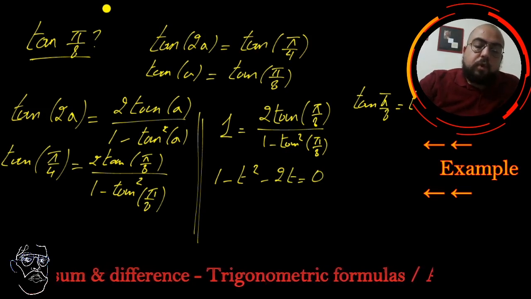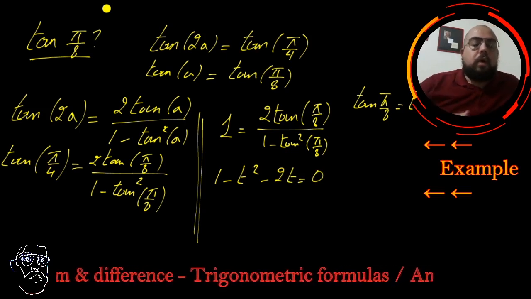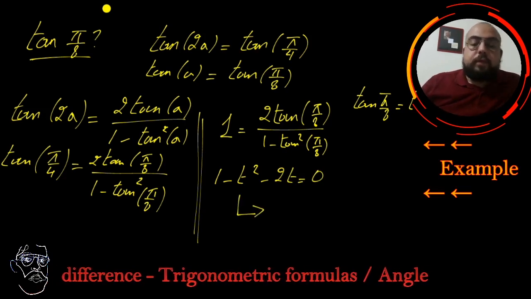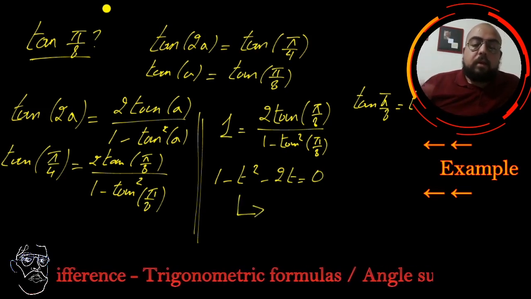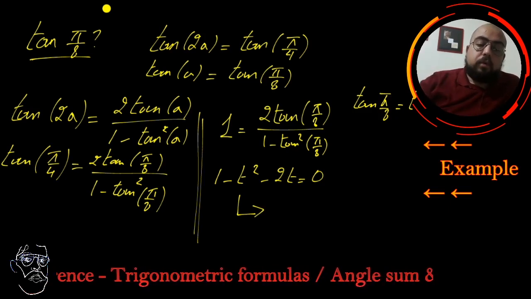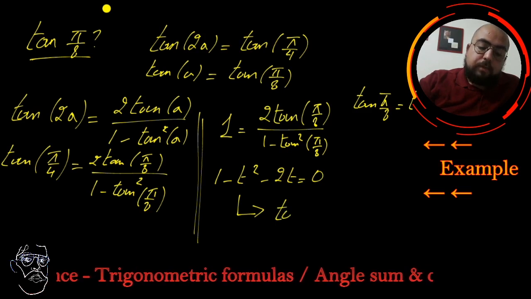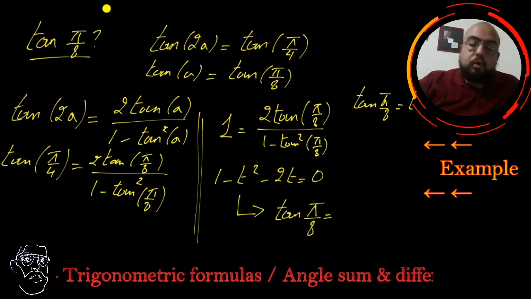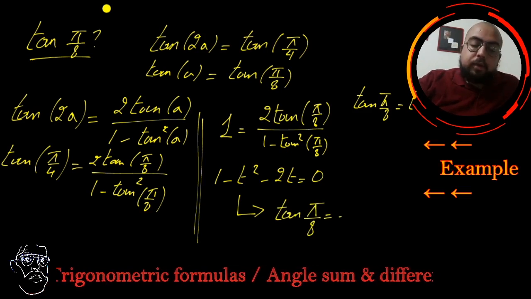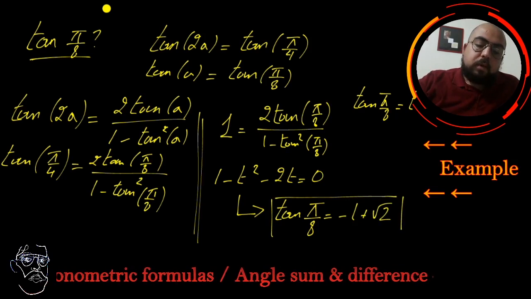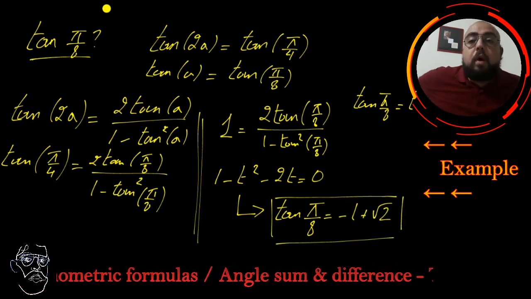So this quadratic equation, whenever you use delta or simply use your calculator, will give you, of course, two values of t. One of them is negative. You simply reject that value. You consider the second value, which is positive, so tangent of pi over 8 will be equal to minus 1 plus square root of 2. So this will be your answer regarding tangent of pi over 8.